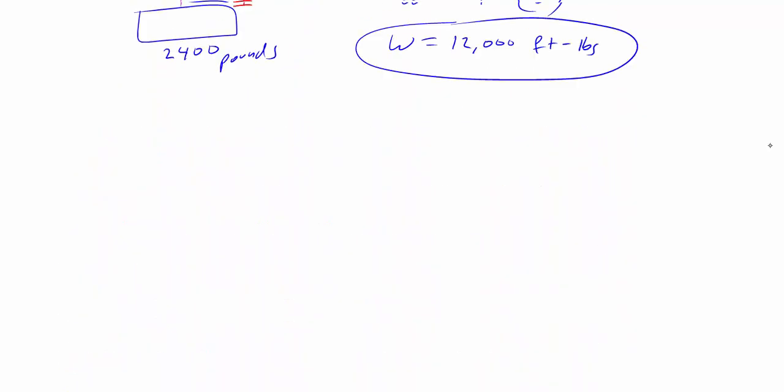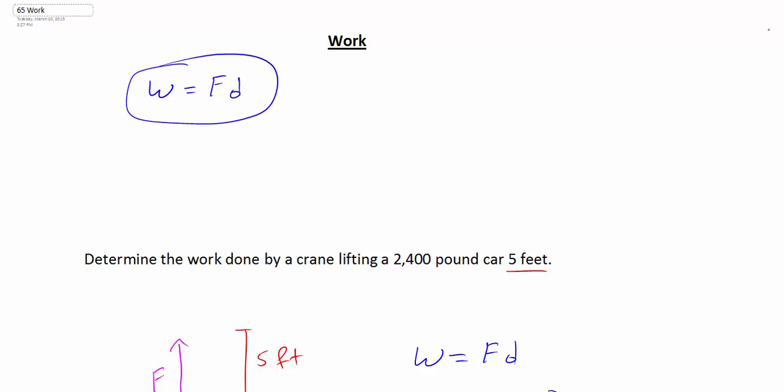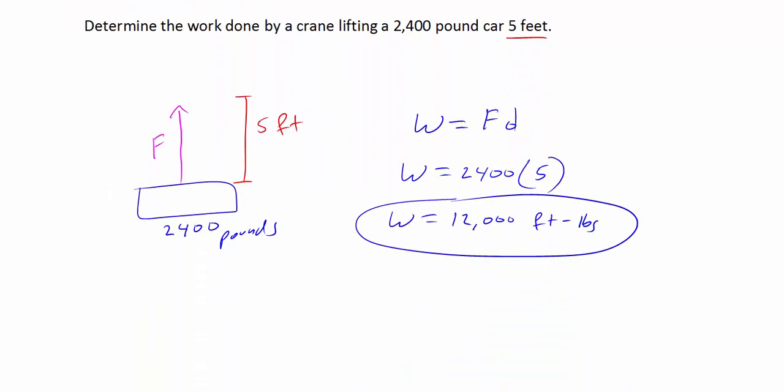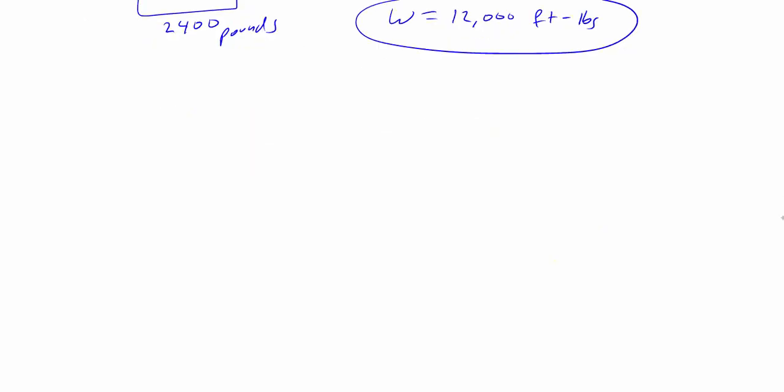So here we have just two simple problems dealing with how we can calculate work by simply taking force times distance. Just remember that the force that we're looking for is the force that is in the direction that the object is moving. When we looked at the car, the direction the object was moving was straight up, because the crane was lifting the car straight up, and because it was a 2,400-pound car, the force was simply 2,400 pounds. So we get 2,400 times the distance of 5 feet.